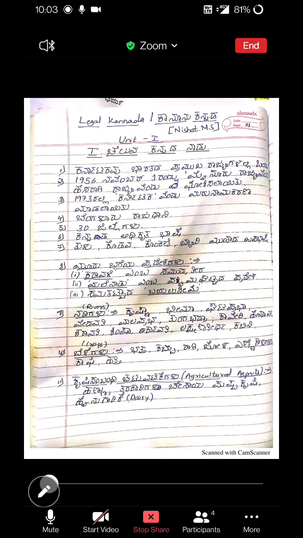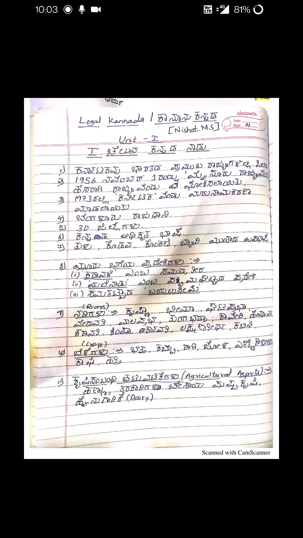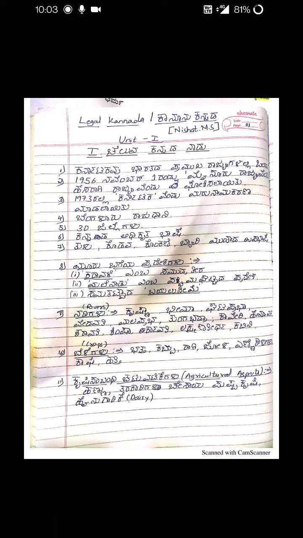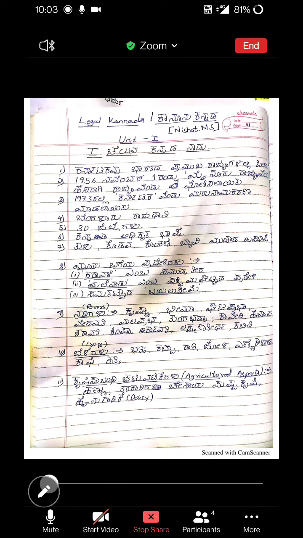In 1956 November 1ರಂದು ಮೈಸೂರು ರಾಜ್ಯವೆಂದು ಹೆಸರಾಗಿ ರಾಜ್ಯ ಘೋಷಿಸಲಾಯಿತು. In 1956 November 1, the Karnataka was named as Mysore state. It was first called as Mysore state. In 1973, ಕರ್ನಾಟಕವೆಂದು ಮರುನಾಮಕರಣ ಮಾಡಲಾಯಿತು. It was named as Karnataka in 1973.